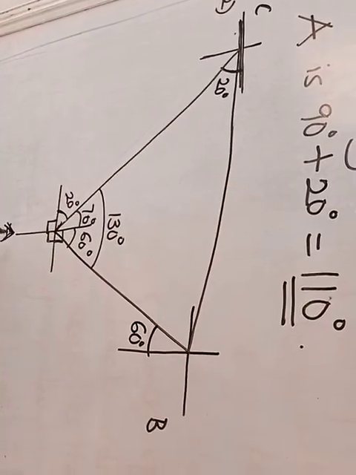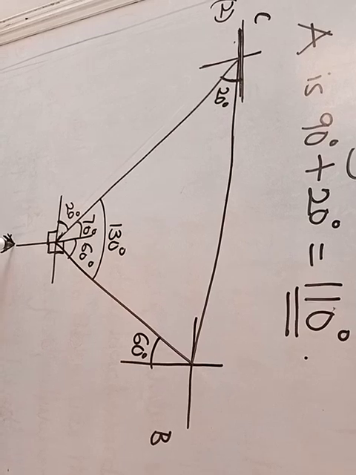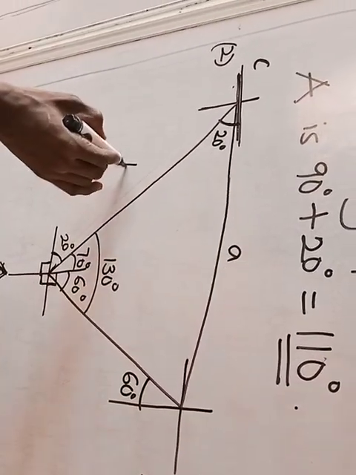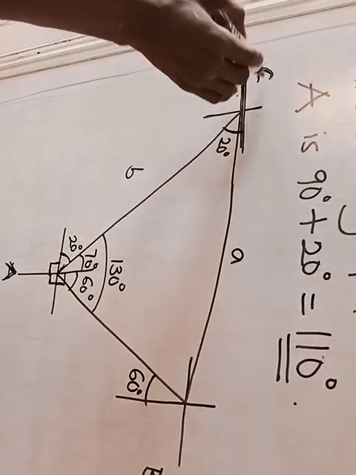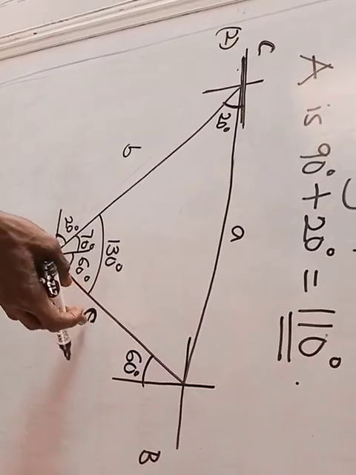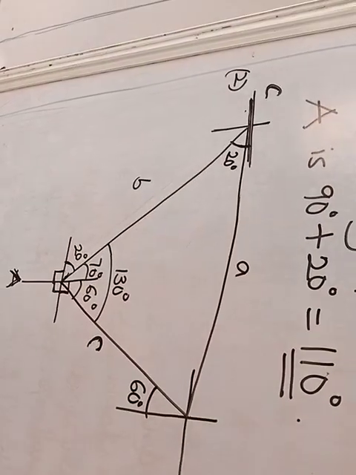This point A, the side will be here. AB will be here. The side AC will be the other side here. That's C. That's the way. That's it.